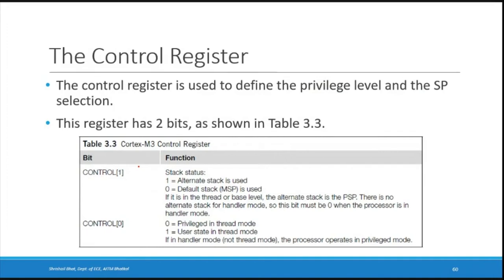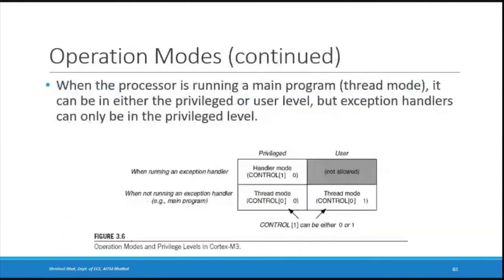And control bit 0 is used to indicate the state, whether it is privileged level or user level, right? In thread mode, if control bit 0 is 0, it is privileged level. If it is 1, it is user level. So that's what we see here. Control bit 0, if it is 0, it is in the privileged level. If it is 1, it is in the user level access, right? And for both control bit 0 and control bit 1, it can be either 0 or 1. That means it can be main stack pointer or process stack pointer.